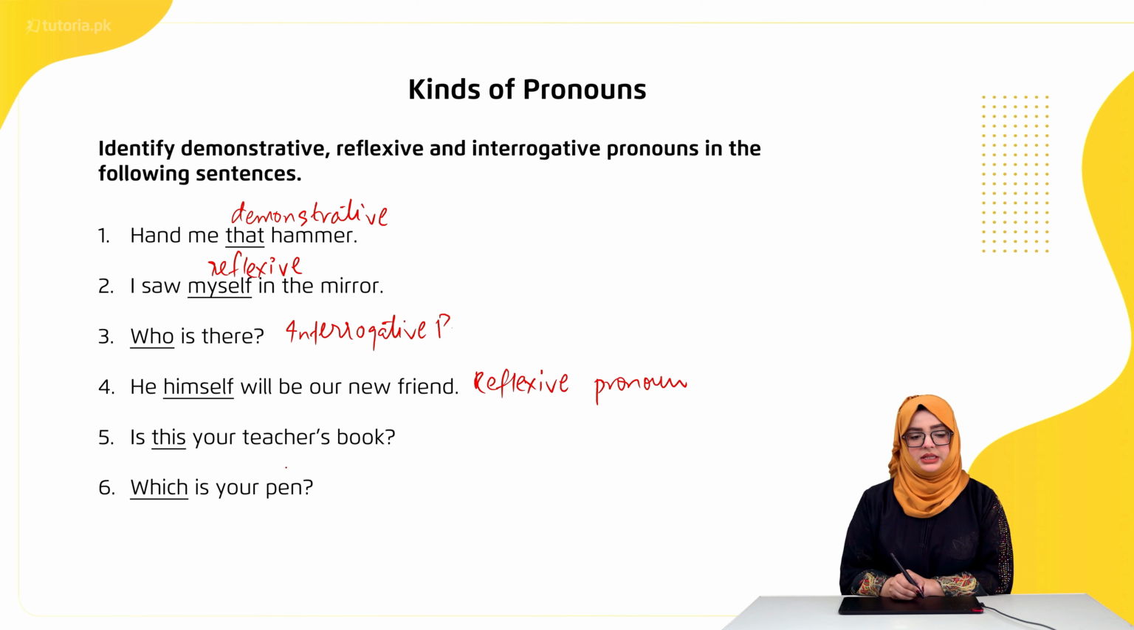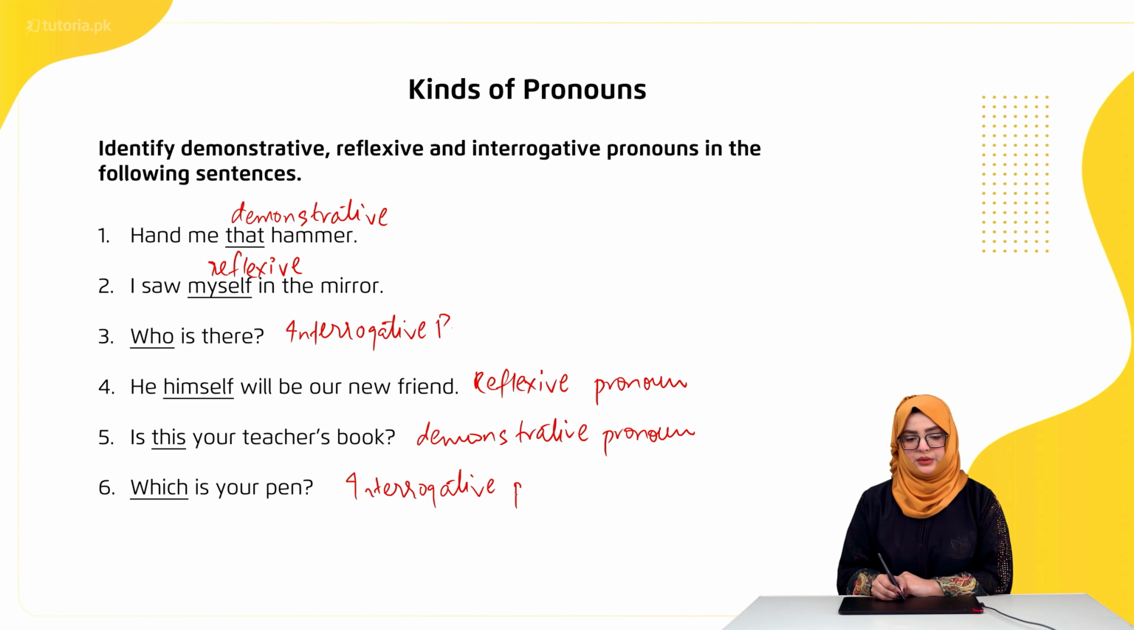Fifth is, this your teacher's book? Again इशारा करने की बात हो रही है कि क्या ये तुम्हारी टीचर की बुक है, तो it will be demonstrative pronoun. Sixth is, which is your pen? So question पूछा जा रहा है, तो it will be interrogative pronoun.